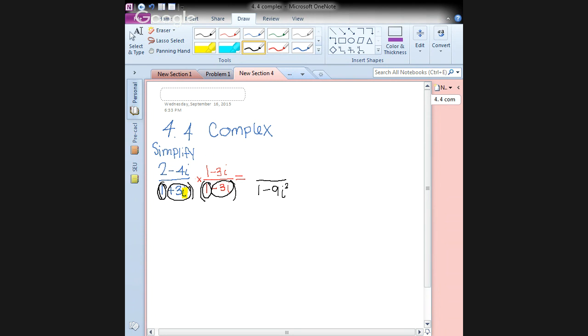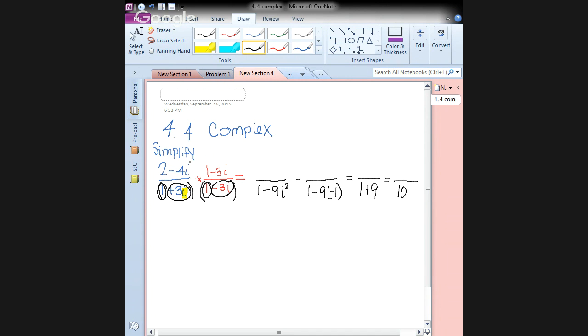Okay, and I'm completely going to ignore the top right now. All I'm going to do is work with the bottom. So then I have 1 minus, and i squared is just negative 1. So I'm going to replace my i squared with a negative 1. So now I have 1 minus 9 times negative 1, or negative 9 times negative 1. So really that gives me a positive 9. And then I have 10 on the bottom. So all I did was work with the bottom.